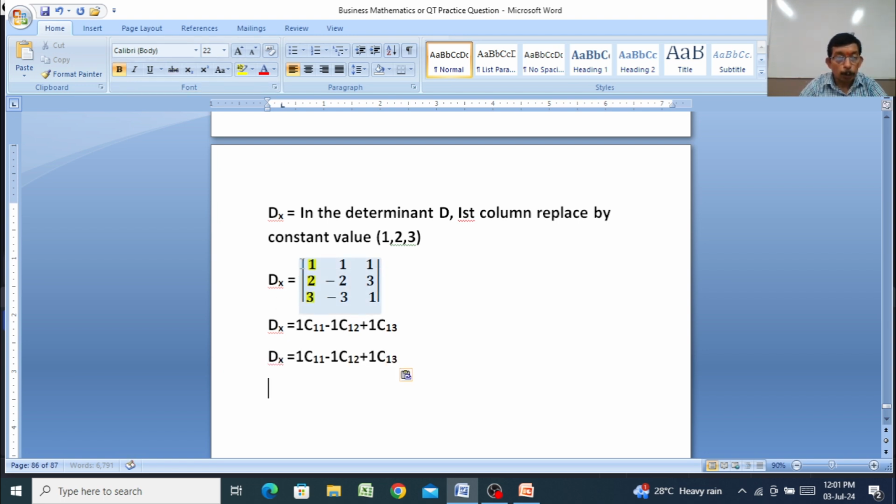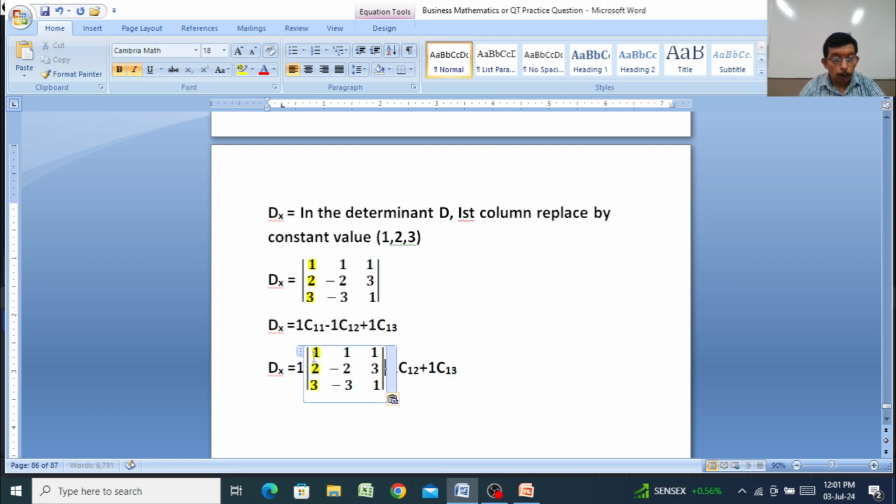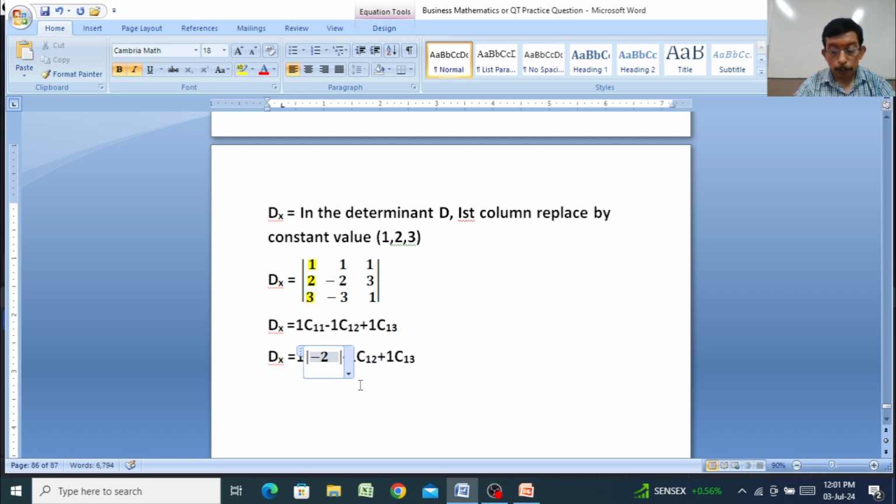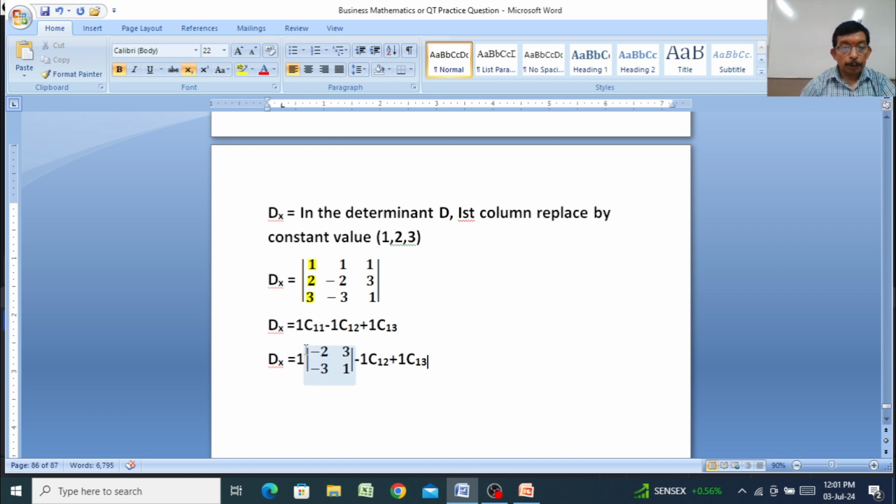C11 means the first row, first column element is cancelled out, and the remaining elements are -2, 3, -3, 1. Now simplify.